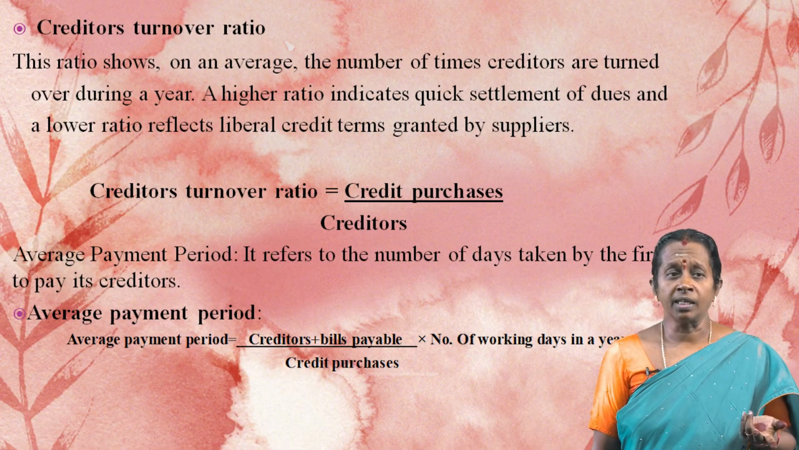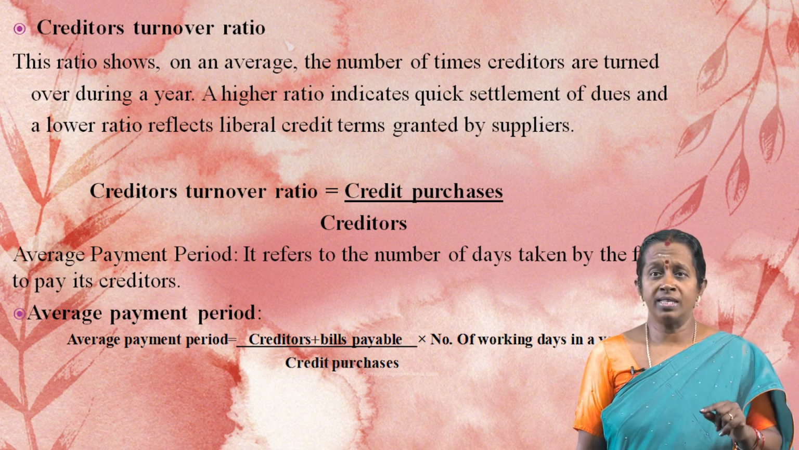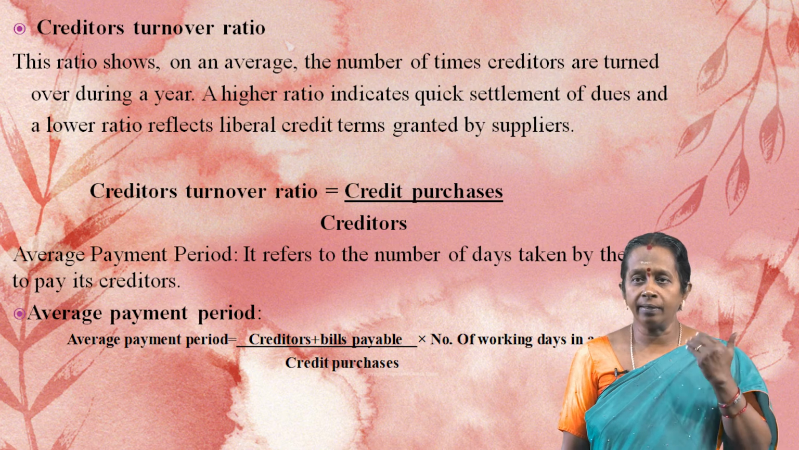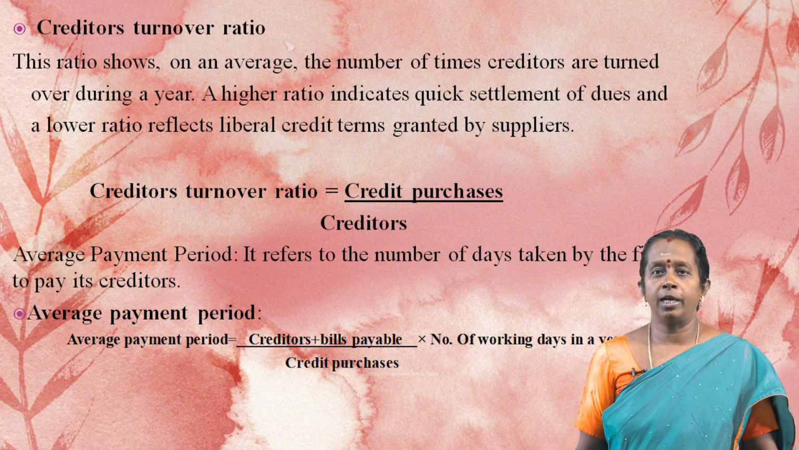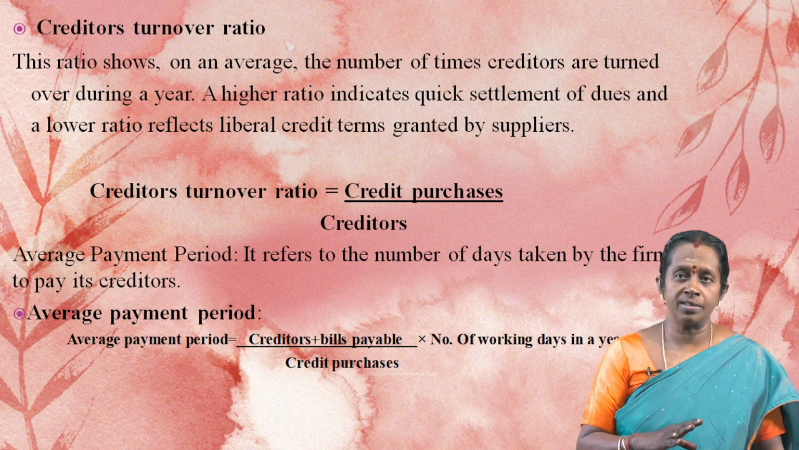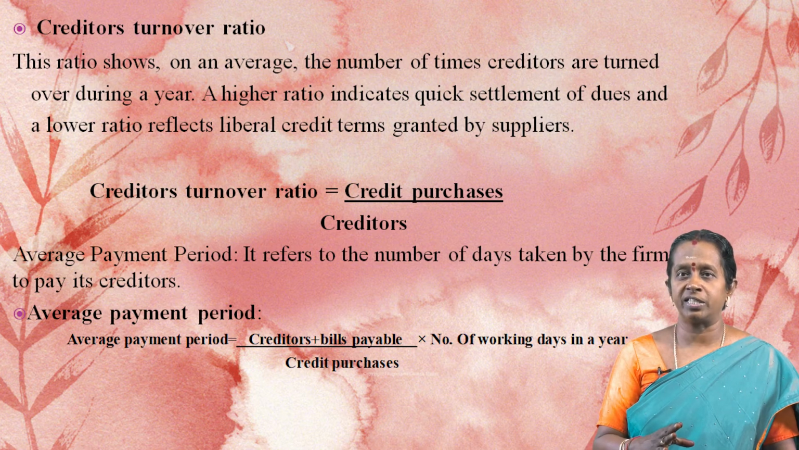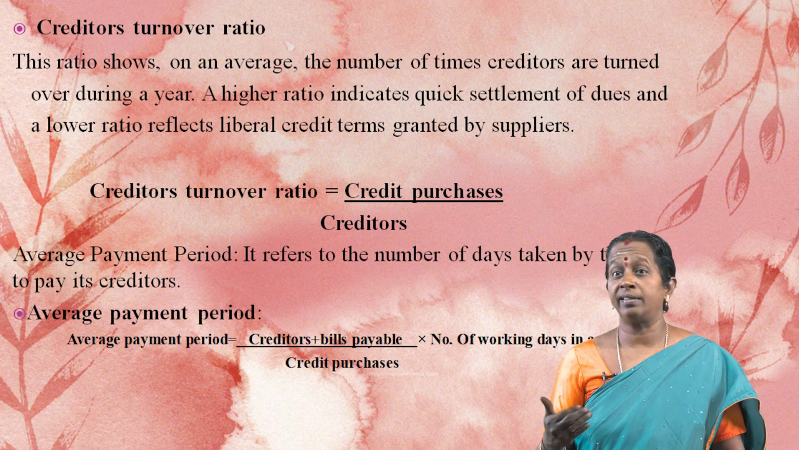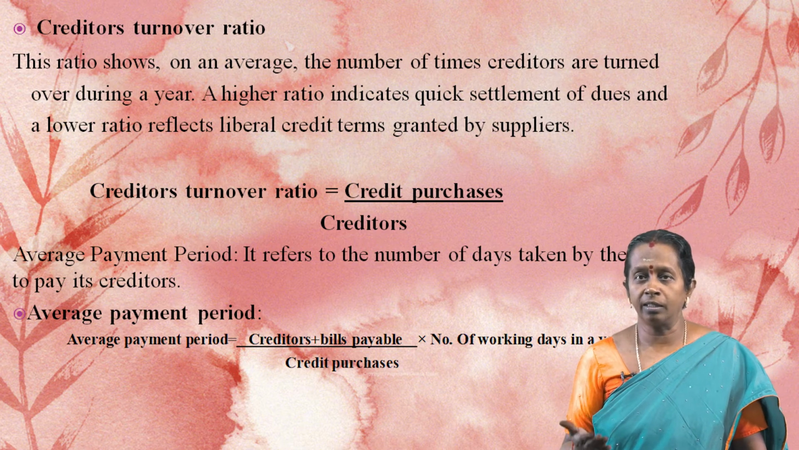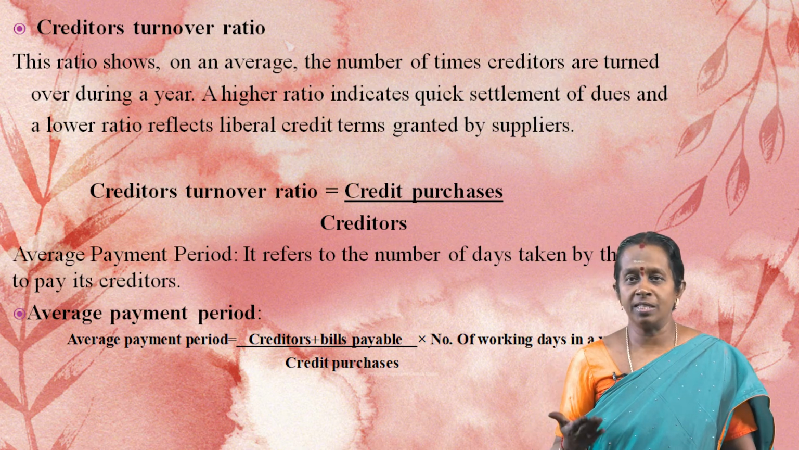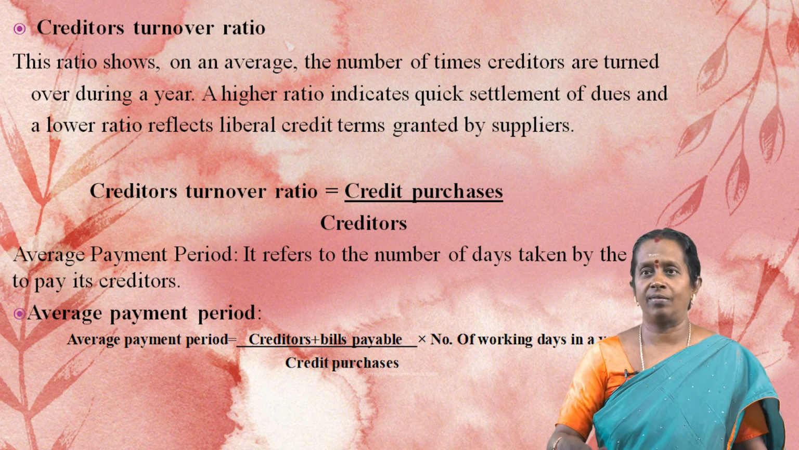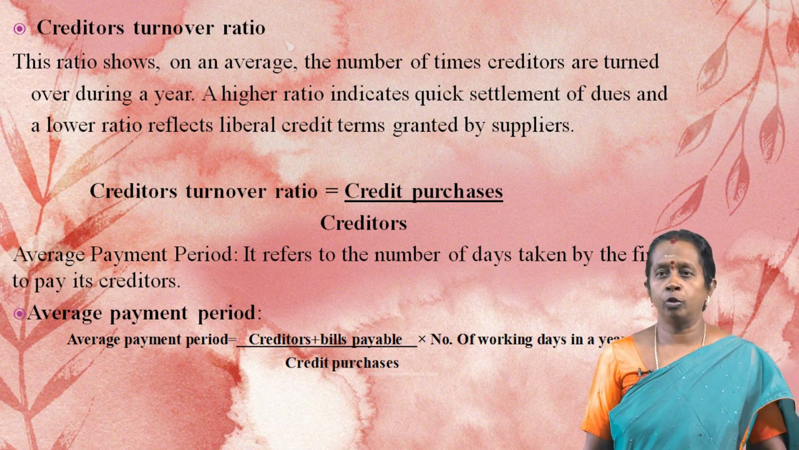Next one, the creditors turnover ratio. This ratio shows, on average, the number of times creditors are turned over during a year. A higher ratio indicates quick settlement of dues and a lower ratio reflects liberal credit terms granted by the suppliers. As we consider credit sales in the case of debtors turnover, in the case of creditors turnover we consider credit purchases. So the formula is credit purchases divided by total creditors.